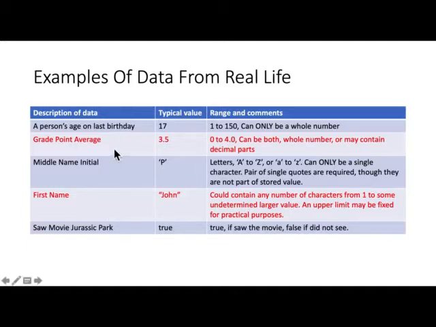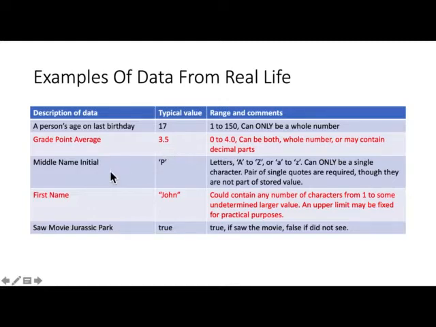Grade point average, on the other hand, could have a typical value of 3.5, but its range is 0 to 4.0. Grade point average could be a whole number, but you still have to put 0.0 in there, and it could contain decimal parts like it contains 0.5 here.